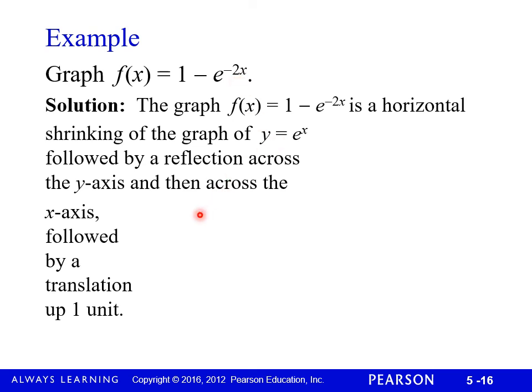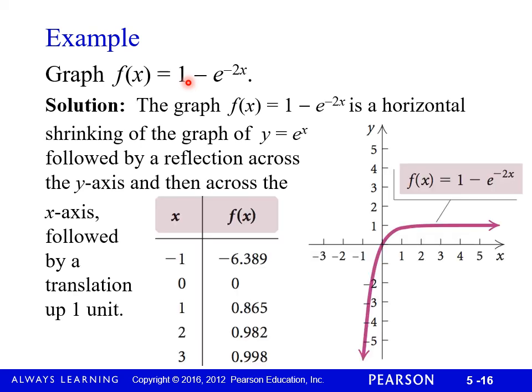Okay? It's followed by a reflection across the y-axis. That's our negative here, and that's our negative here across y. And because it's minus, this is also going across the x-axis. Followed by the translation up, because it's a positive 1, a vertical translation of 1. Again, we can simply create some x values and create a table, and then see a graph there.